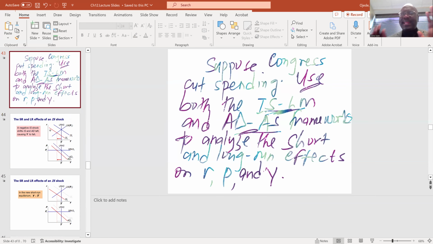First of all, we know that anything that shifts the aggregate demand curve to the left will also shift the IS curve to the left, for example, cutting spending. When there's a decrease in government spending, that's a contraction of fiscal policy. That will shift both the IS curve to the left and the AD curve to the left. That's going to push the economy away from its long-run macroeconomic value.